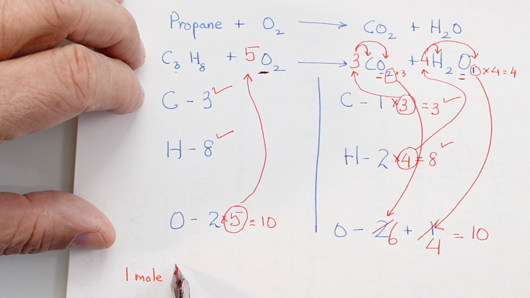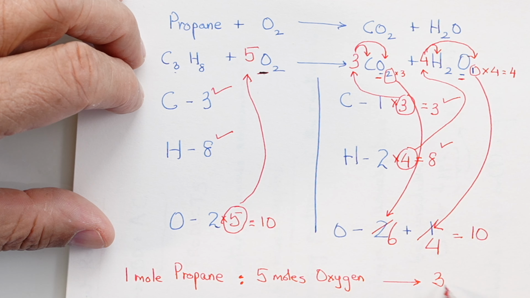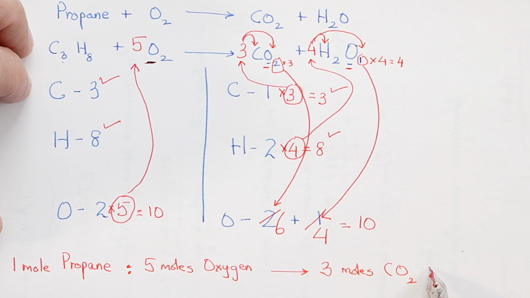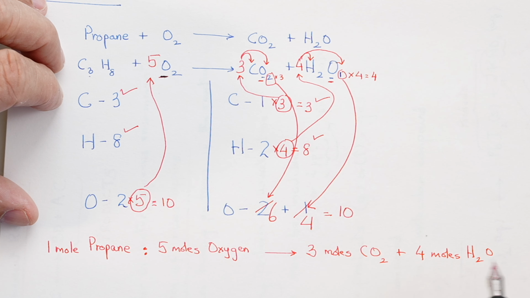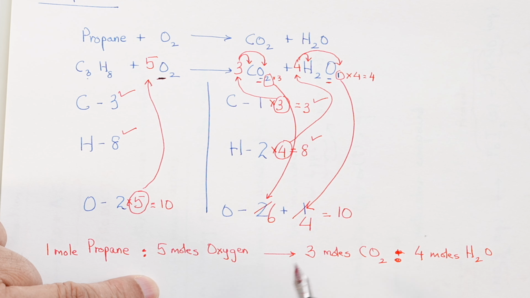1 mole propane. Okay, that's going to react with 5 moles oxygen gas. And that's going to give you 3 moles carbon dioxide. Plus, it's going to give you 4 moles of water. And instead of a plus, I'm just going to put it as a ratio. So 1 mole propane to 5 moles oxygen is going to give you 3 moles carbon dioxide and 4 moles of water. Those are the ratios.